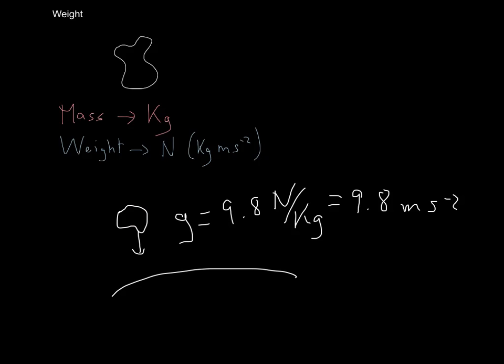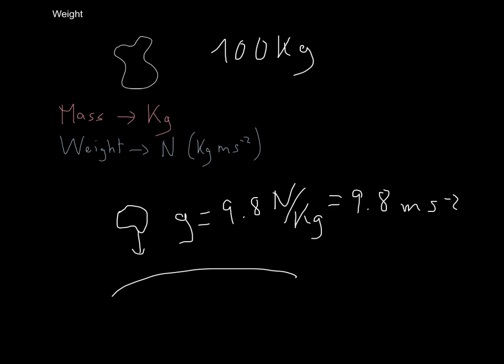Okay, so imagine that I weigh 100 kilograms. Well, speaking informally, I weigh 100 kilograms. My mass is 100 kilograms. So what's my weight? Well, if the field strength is 9.8 newtons per kilogram, it means that for each kilogram I'm going to get 9.8 newtons of force. So I just need to multiply these two things to get my weight.